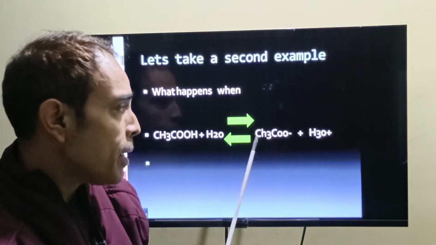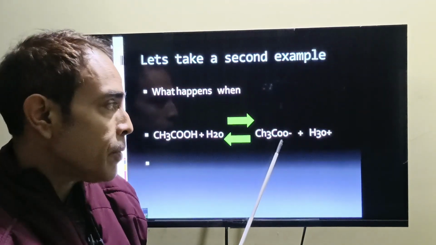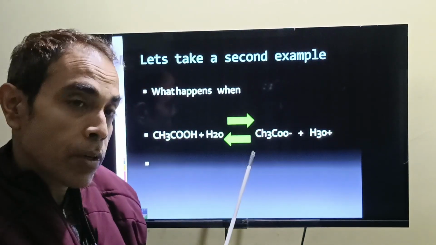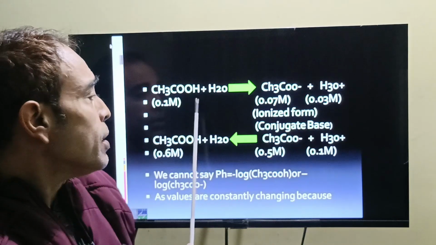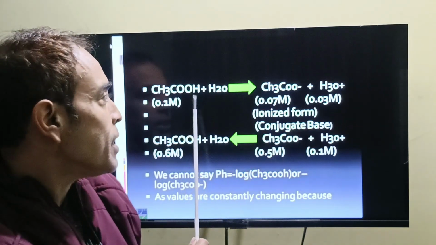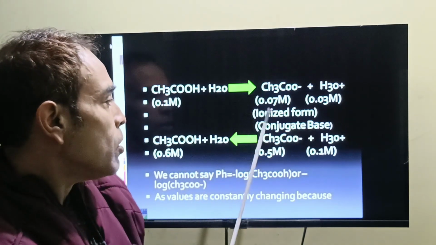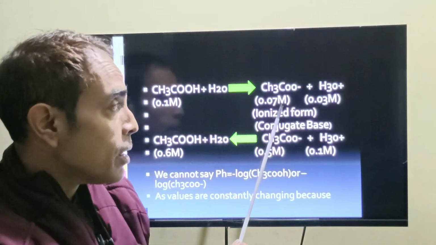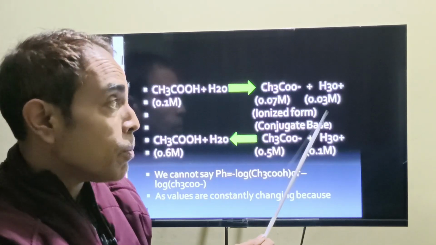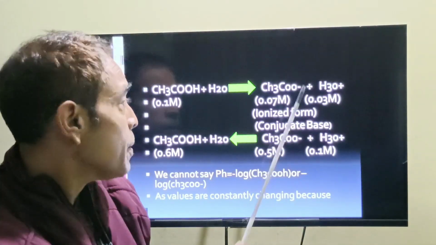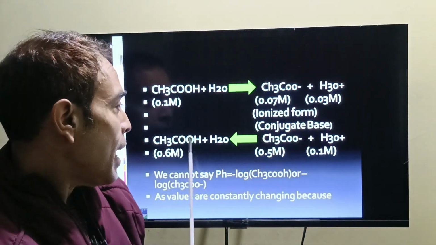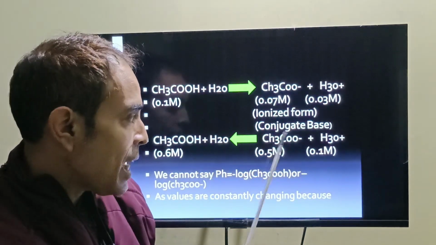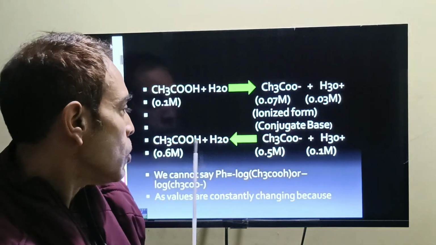So there is a forward reaction followed by a backward reaction. The products are unstable, so it will again go backwards to form acetic acid and water. As you see, in the forward direction, the acetic acid has become 0.0407 molar of acetate ion and 0.03 molar of hydrogen ion. The acetate becomes the conjugate base of this acid. And on the backward reaction, as you see, it becomes 0.05 molar of acetic acid.